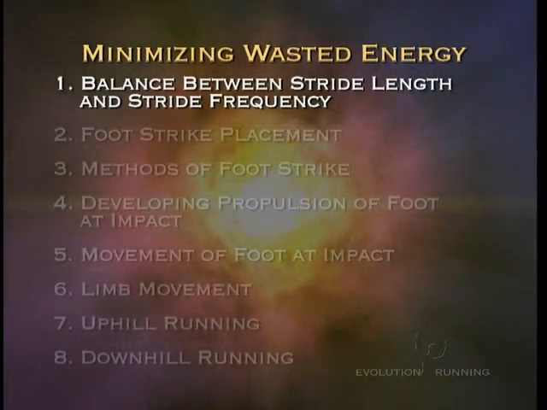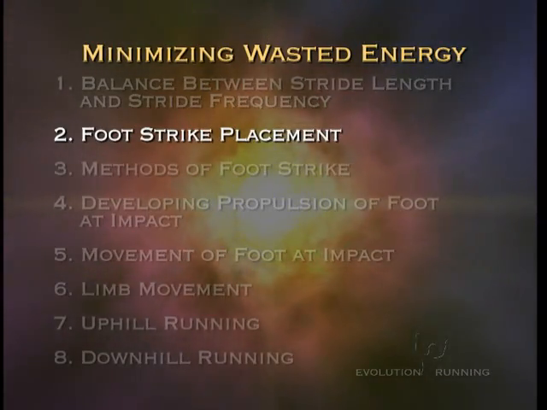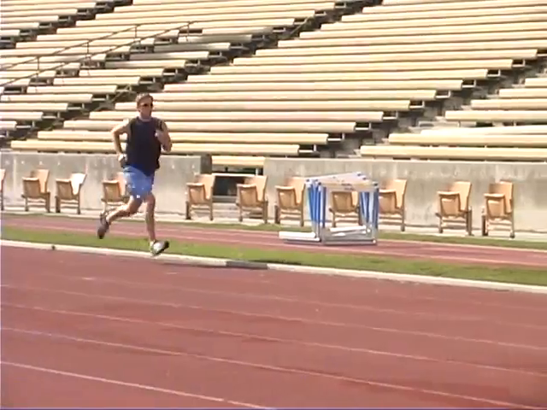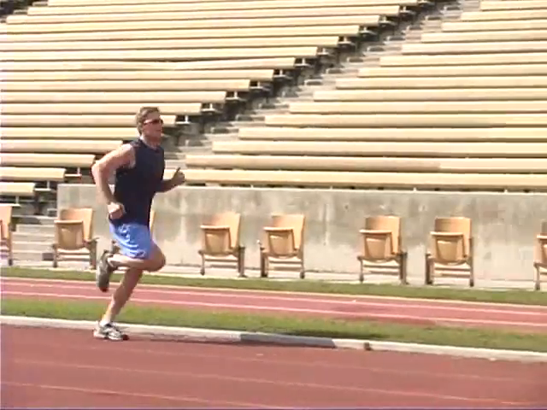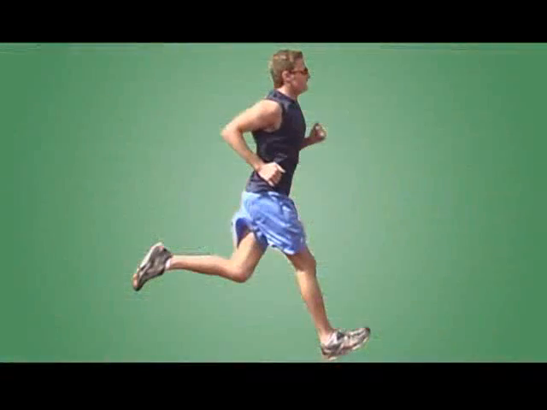The next aspect of running technique we're going to cover is foot strike placement, where your foot hits the ground in relation to your body. This is a particularly critical part of running technique because if you don't get this piece right, several other pieces become impossible. Almost every runner lands with a foot out in front of the body. This is the single biggest problem with most runners' technique.